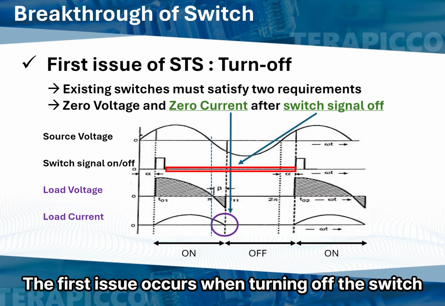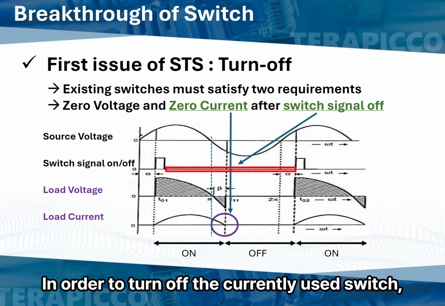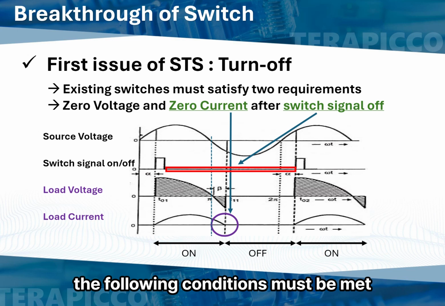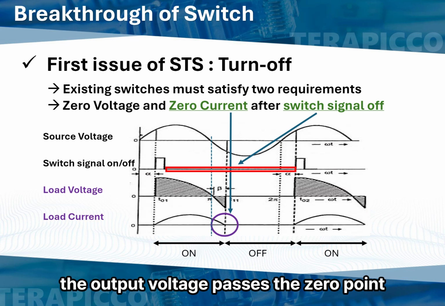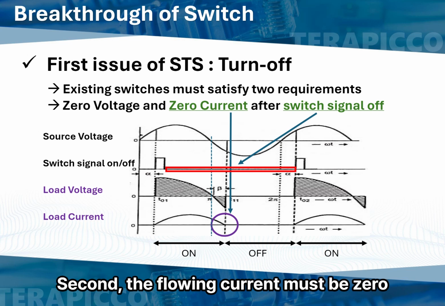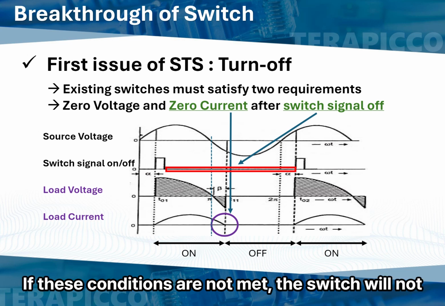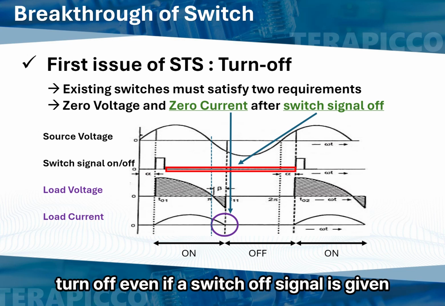The first issue occurs when turning off the switch. In order to turn off the currently used switch, the following conditions must be met. First, there must be an off section where the output voltage passes the 0 point. Second, the flowing current must be 0. If these conditions are not met, the switch will not turn off even if a switch-off signal is given.